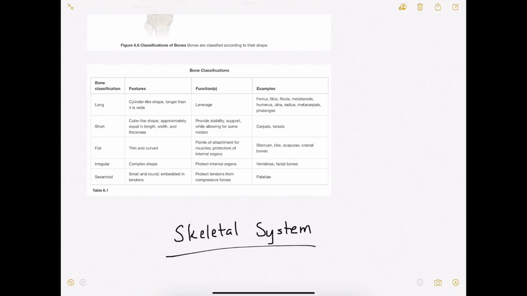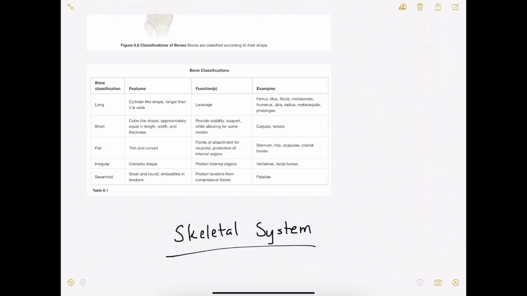And finally, the last classification here that we have is the sesamoid bone. It's small and round, and it's embedded in tendons, so it's deep within tendons, right? It protects tendons from compressive forces. And really, the only example of a sesamoid bone in our body is our kneecap.